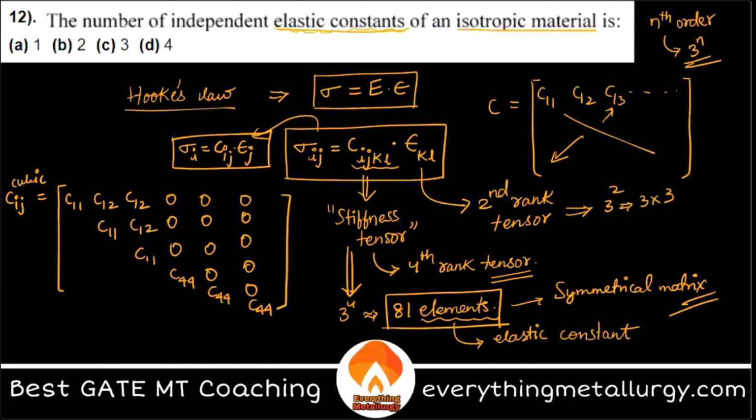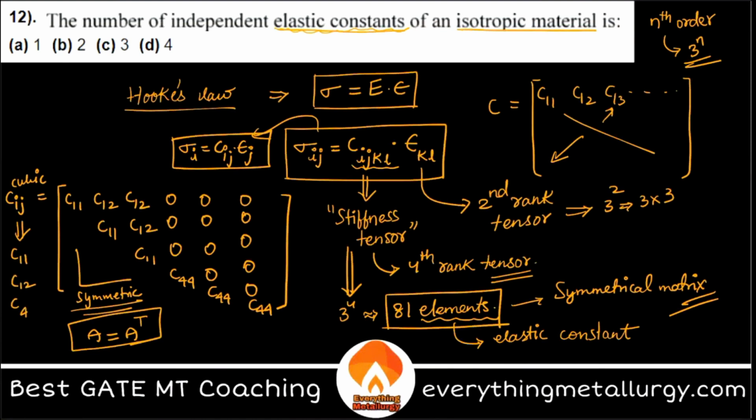And as I said, it is a symmetrical matrix. What is symmetric? A symmetric matrix is when A is equal to A transpose, right? So just flip the terms in the lower side and you get the complete matrix. This is what you see as the elastic constants. So here we have three important constants in a cubic material: C11, C12 and C44, right?